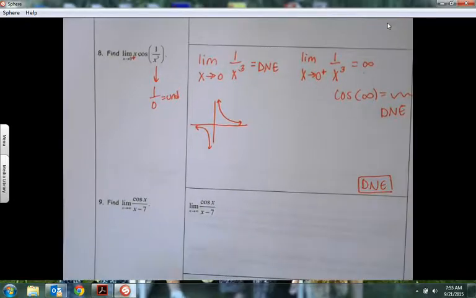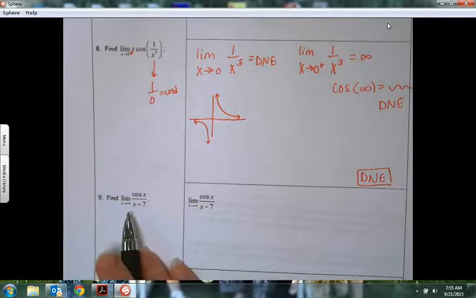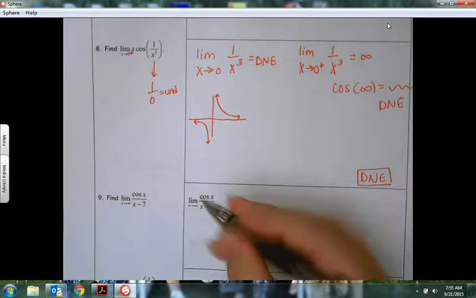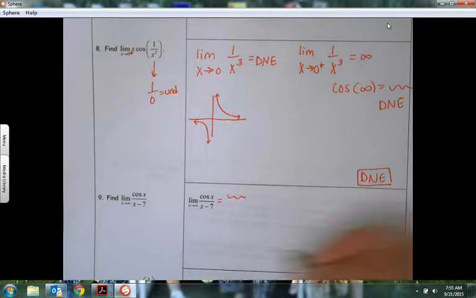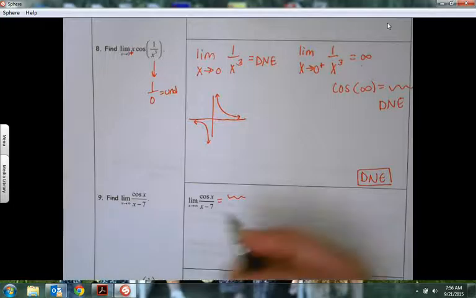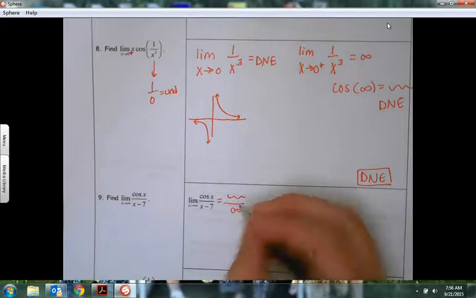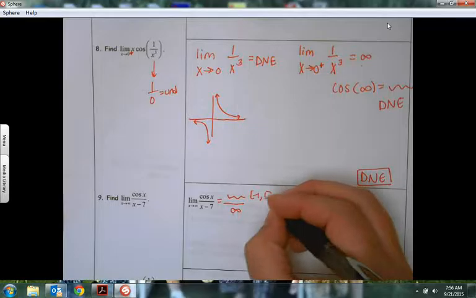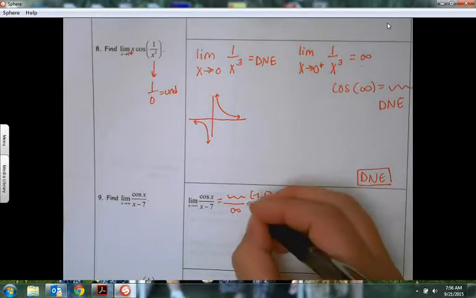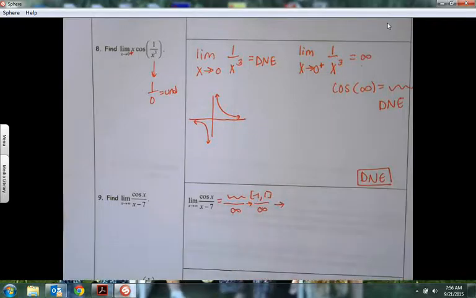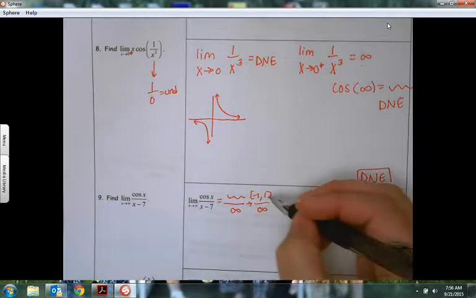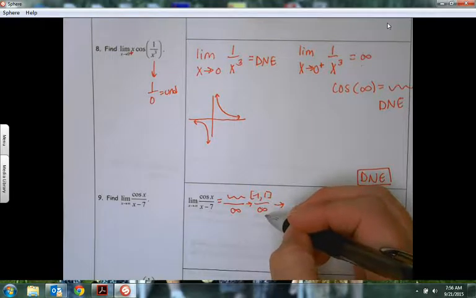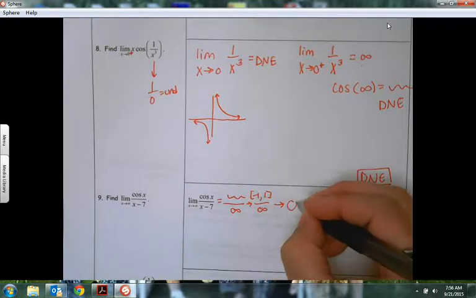But let's look at this next one. Now I'm going to infinity, and I have an oscillation, cosine just oscillates, over infinity. So I'm getting a number between -1 and 1 over infinity. So basically I'm just going to have some small number over a number that's growing, so this becomes 0.